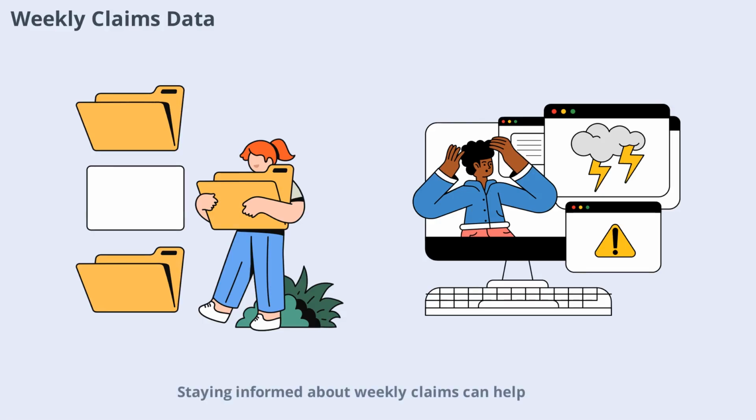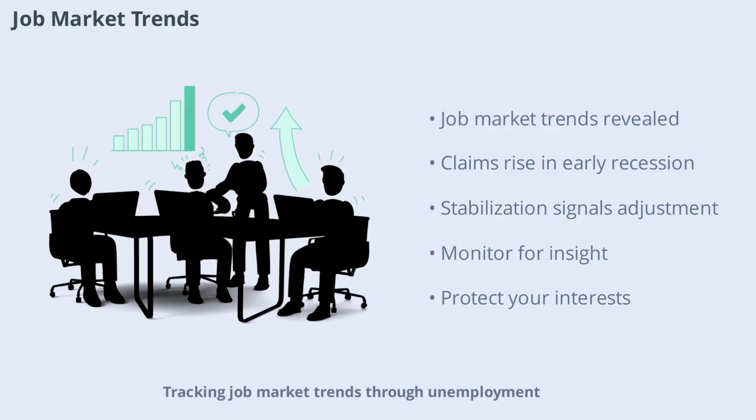Staying informed about weekly claims can help you react faster to changing economic conditions. Tracking job market trends through unemployment claims can reveal underlying economic shifts. For example, during the early stages of a recession, claims often rise sharply as businesses lay off workers. Later, claims may stabilize or even fall as the economy adjusts. By monitoring these trends, you can gain valuable insight into the health of the job market and the broader economy. It's a simple but effective way to stay ahead of potential downturns and protect your financial interests.